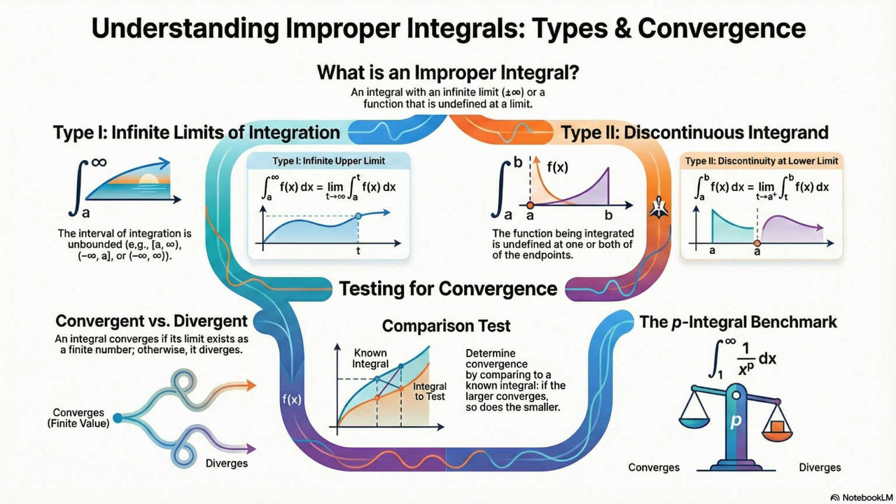And finally, what happens when finding the antiderivative is just a nightmare? That's where the comparison test comes in. It's a lifesaver. You just compare your complicated function to a simpler one that you already know the answer to. A classic example is the p integral, which tells us that the integral of 1 over x to the p only converges if that p is strictly greater than 1. So if your function is smaller than something that converges, yours must converge too. It's a really clever shortcut.